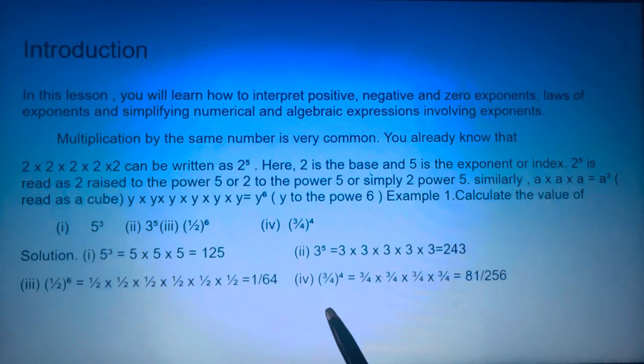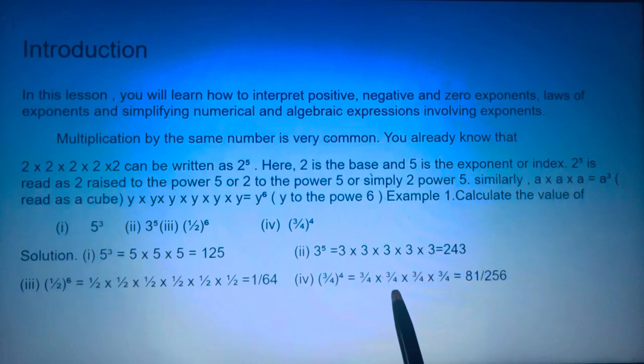Similarly, 3/4 raised to the power 4. So this becomes 3 times 3 is 9. 9 times 3 is 27. 27 times 3 is 81. So 81 over 256. That is 4 times 4 is 16. 16 times 4 is 64. 64 times 4 is 256.